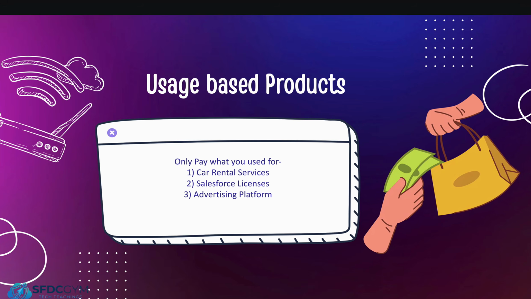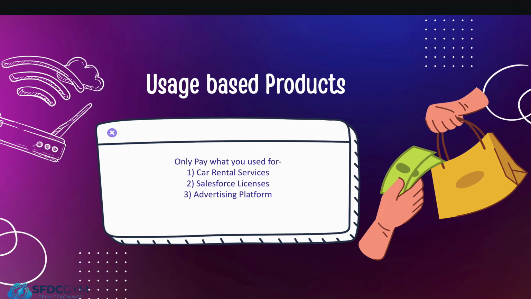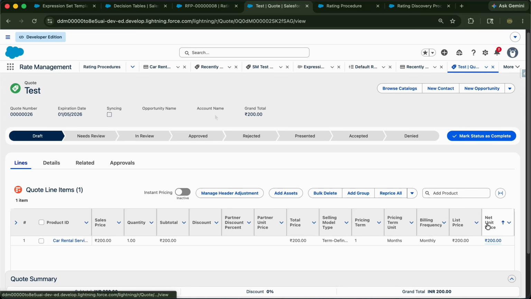Next is usage-based product. As we already discussed, usage-based product means we only need to pay based on how much we used it, right? For example, we have a rental car, Salesforce licenses, and advertising platforms. Let's go into Salesforce and see how we can configure them as well. So for that, I have a product called car rental service. The product type is usage based, and that product I have added to this quote.